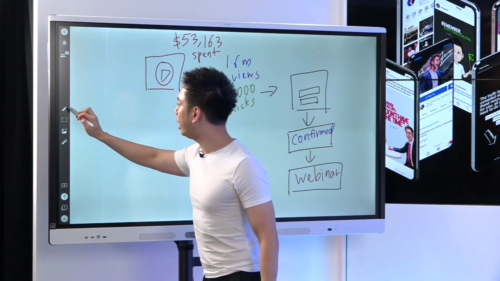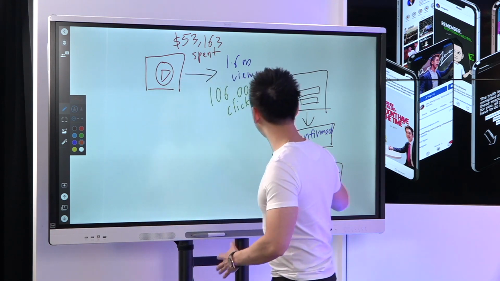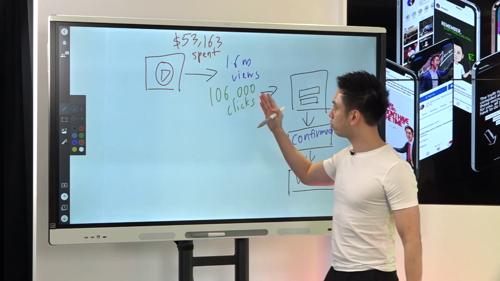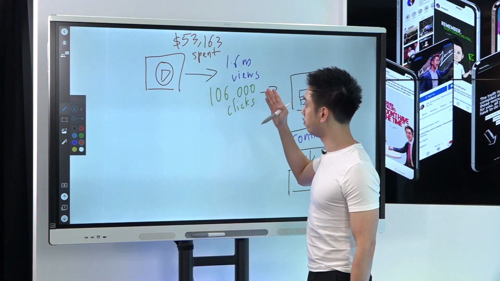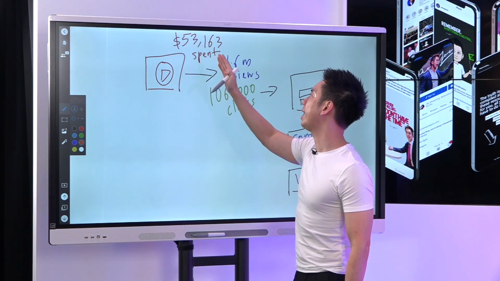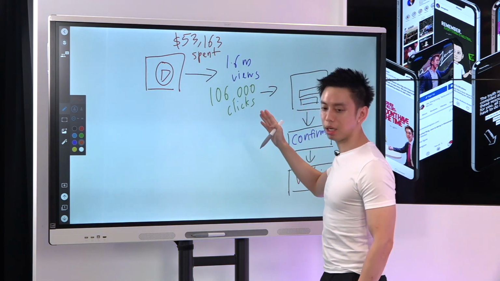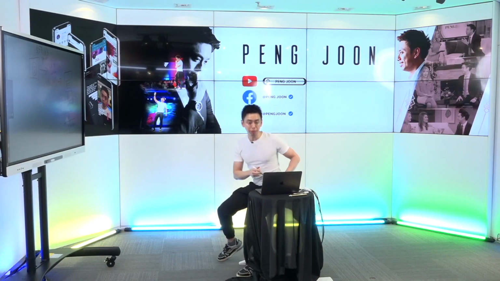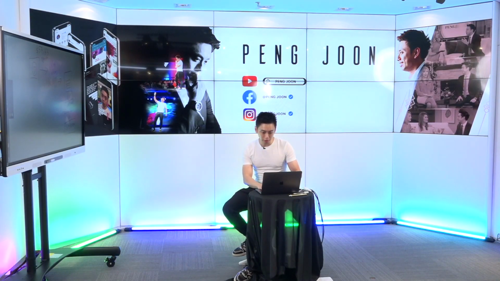So we must know, based on this sales process, how much are we earning per click? Why? Because right now we know how much we are paying per click. If I spent $53,000 and got back 106,000 clicks, how much does it cost me per click? So let's take a look. Let's do some quick math.